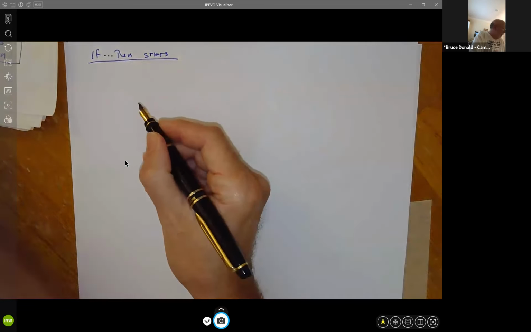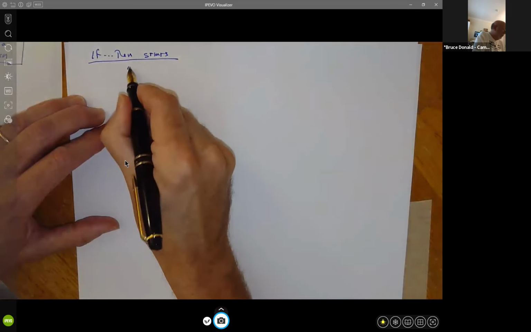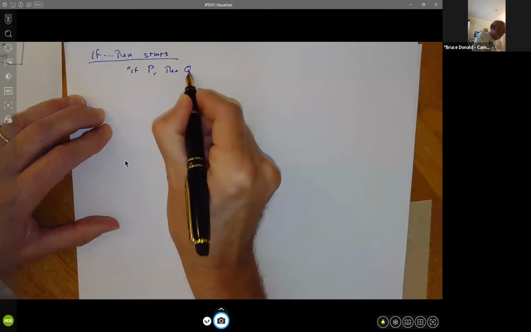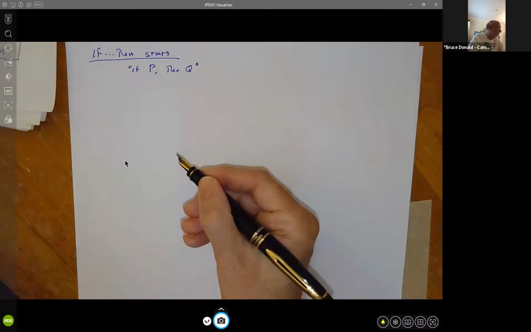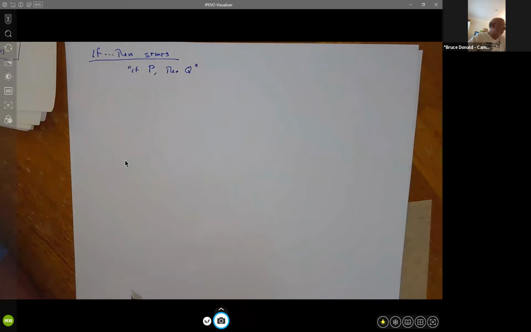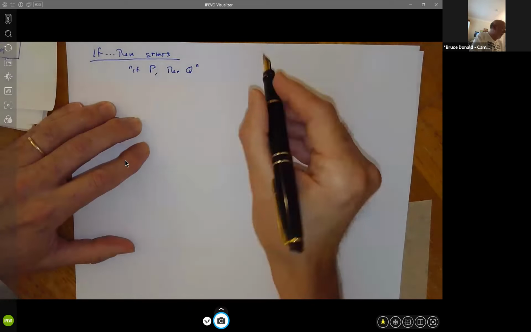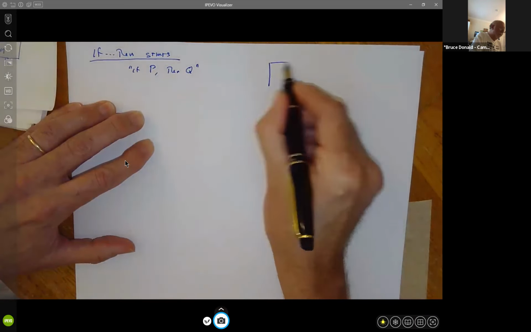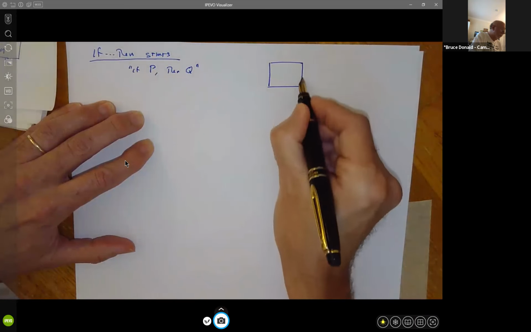So if we have a statement of the form, if P, then Q, where P and Q are propositions that are either true or false, the meaning of this in mathematics is that if P is true, then Q must also be true. But if P is false, then we don't know anything about Q. It can either be true or false. And this can be defined by a truth table you can think of like this.